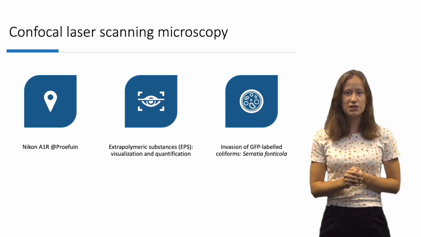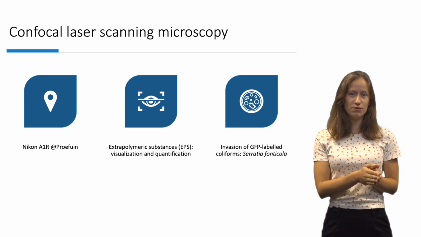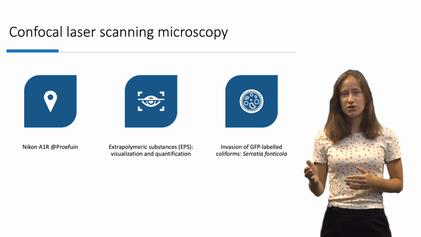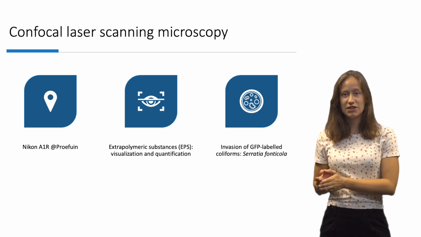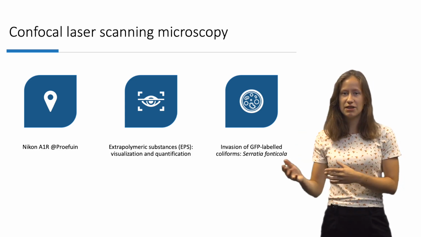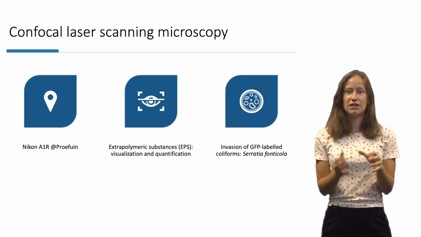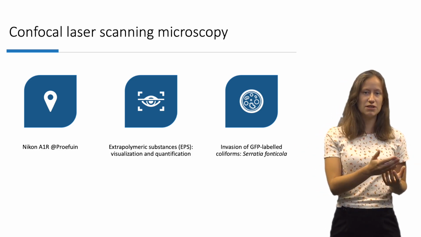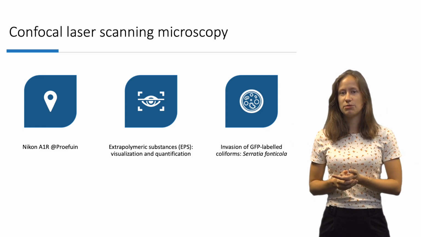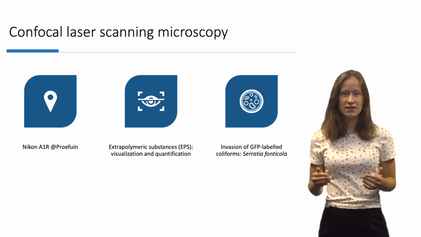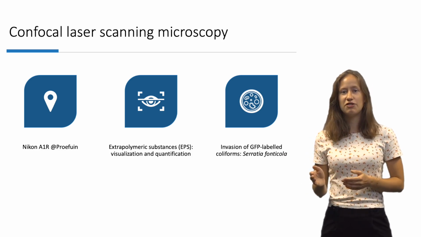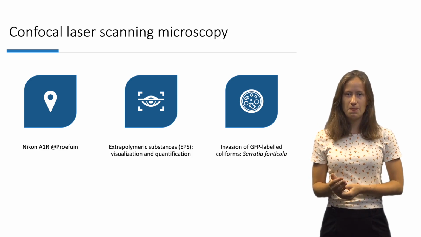Confocal laser scanning microscopy is one of the techniques that we've used to study the biofilms. With this technique, we can get high-resolution 3D scans. First, we wanted to visualize and quantify the EPS content of the biofilms. So you have your biofilms on the pipes. In the biofilms there are bacteria and other microbes present, and they are then embedded in a layer of sugars and proteins to protect themselves from the outside stressors. And this sugar and protein content is called the extracellular polymeric substances, or the EPS content. Secondly, we want to prove our hypothesis by performing invasion experiments with a GFP-labeled coliform, Serratia fonticola.